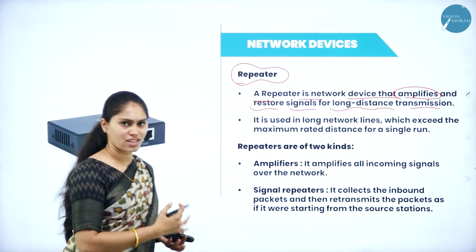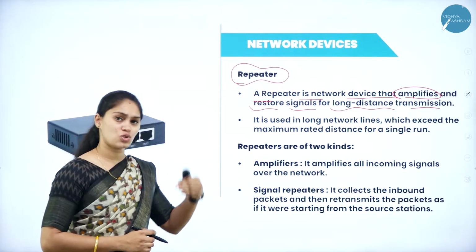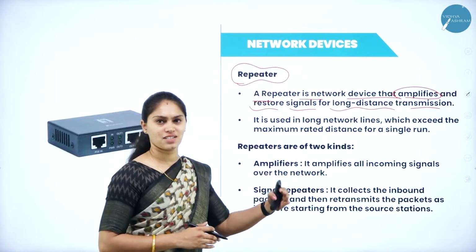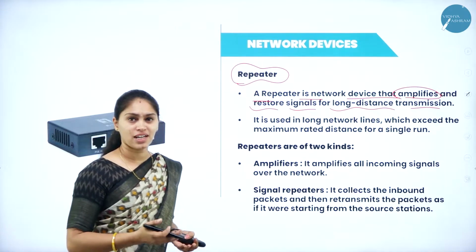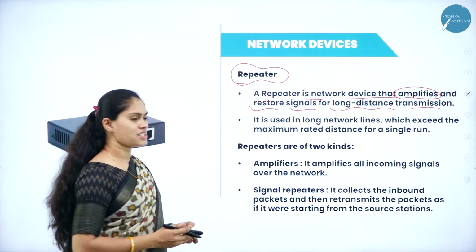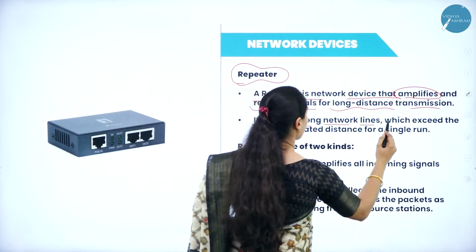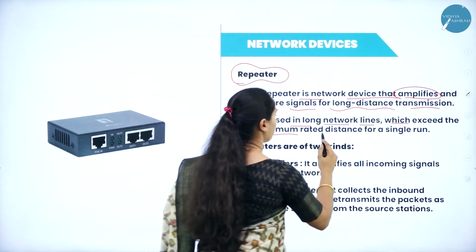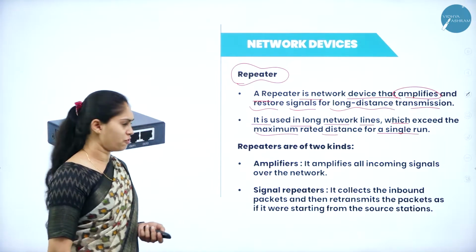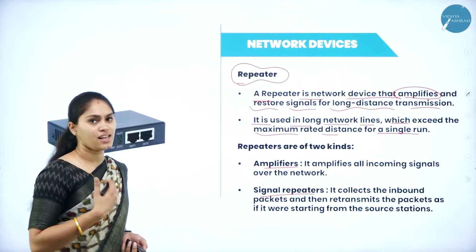For long distance transmission, we have to carry the signal. If the signal is too low, then it is not able to travel a long distance. So in order to amplify or restore the signal, we are going to use a device called a repeater. It is used in long network lines which exceed the maximum distance for a single run. And we have two kinds of repeater here: one is the amplifier and another one is the signal repeater.